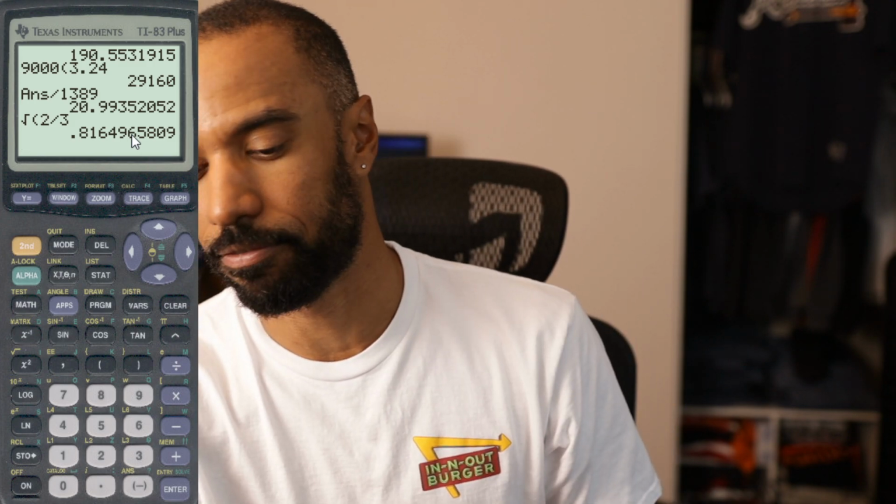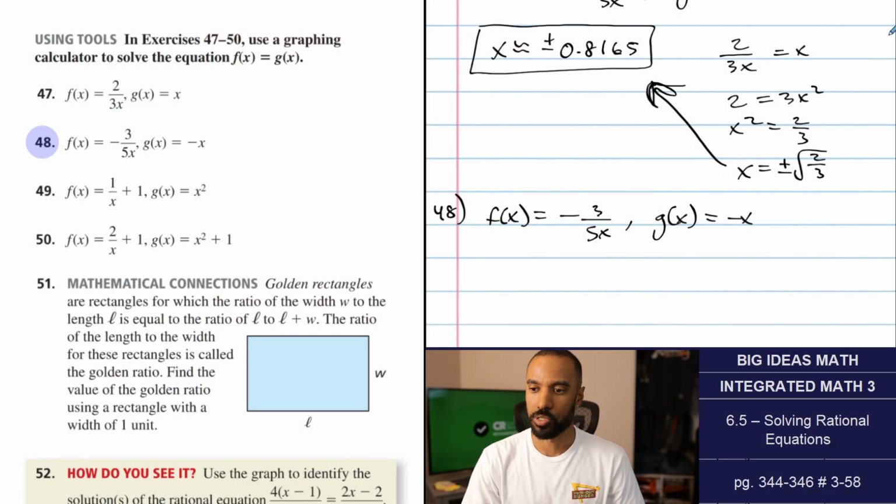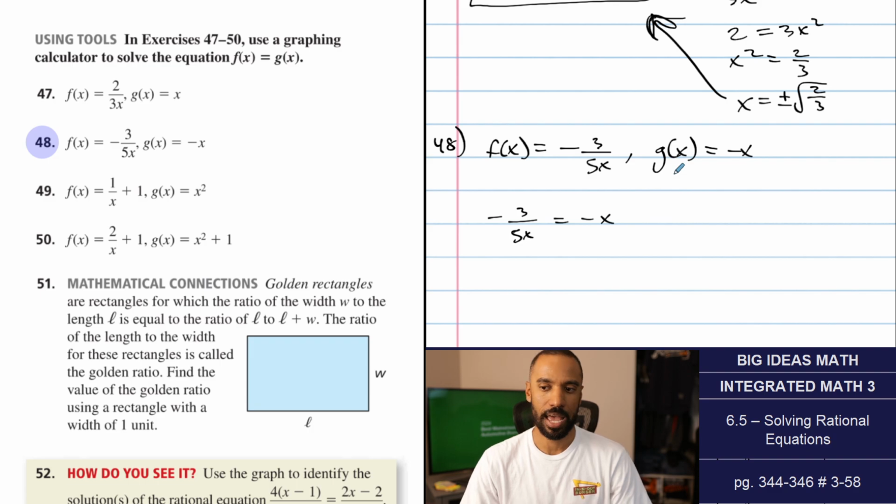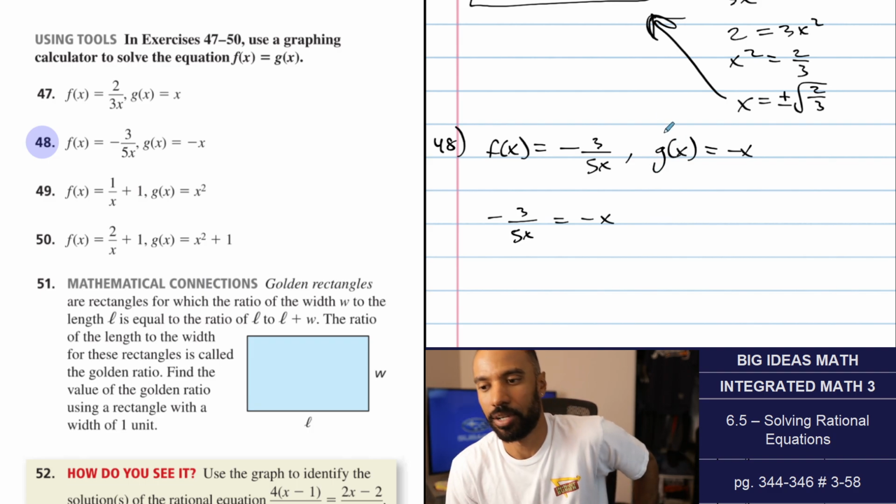The square root of 2/3 is that 0.8165 value. Okay, so I'm going to use that for these other problems here. So let's set these two equal. Negative 3. At least you now know that you can find the points of intersection as well. But some people don't have, well, I guess that's the point of saying graphing calculator.